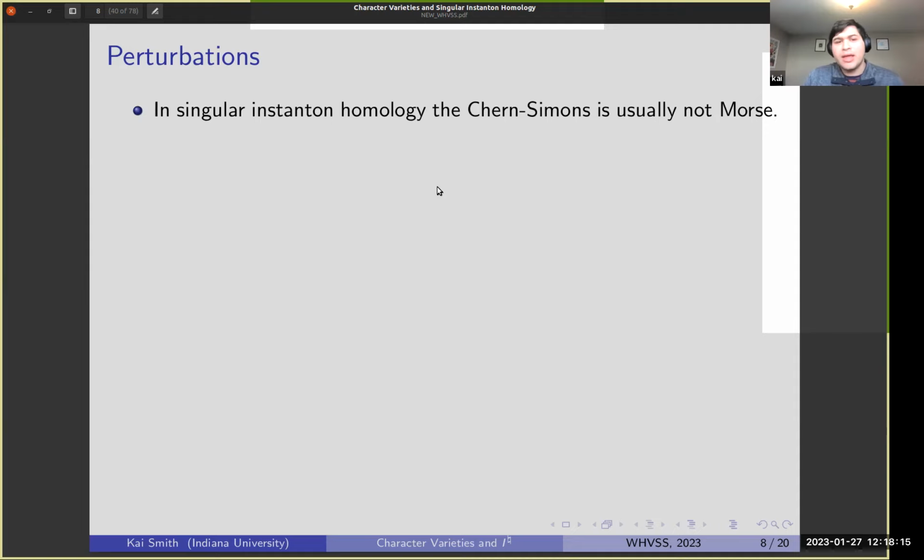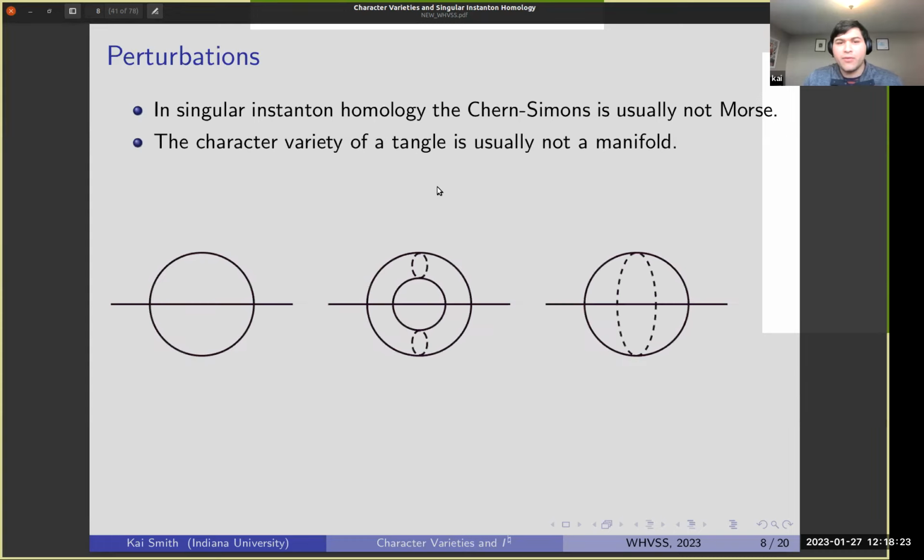So in singular instanton homology, the Chern-Simons function is usually not Morse, which means you can't take the Floer homology. And for character varieties, the character variety of a tangle is usually not a manifold. In particular, you're not going to get a Lagrangian of the pillowcase if you just take the character variety. And here are some examples of typical character varieties you might encounter, something singular like this, but you might even have something with higher dimensional components, like these 2 examples.